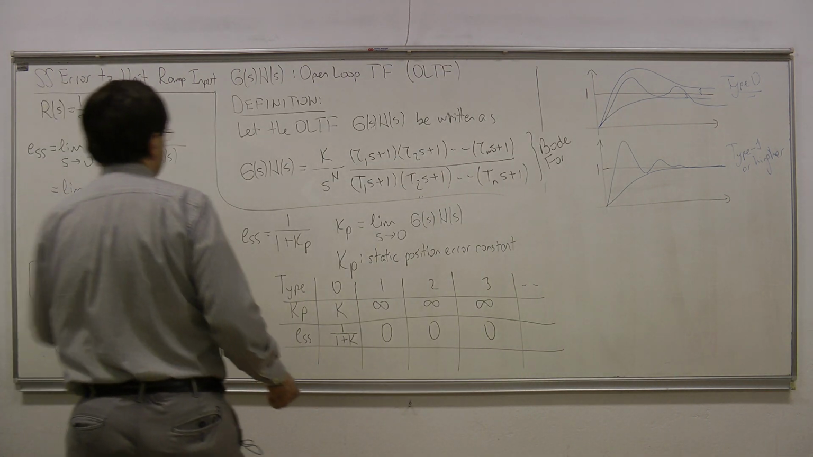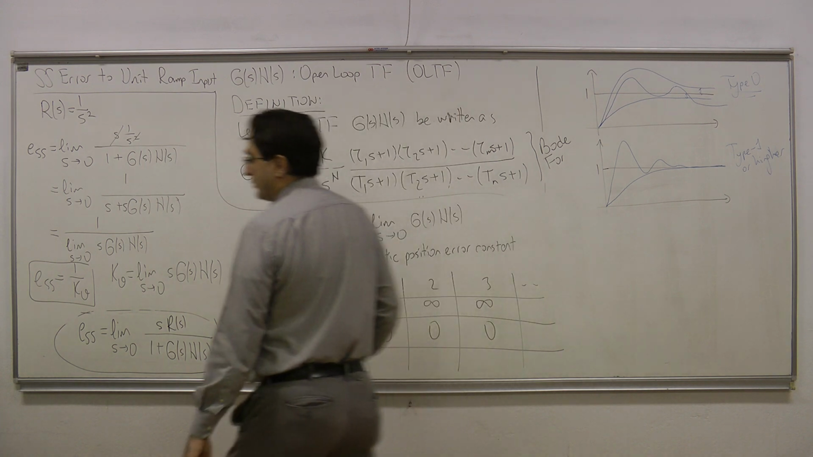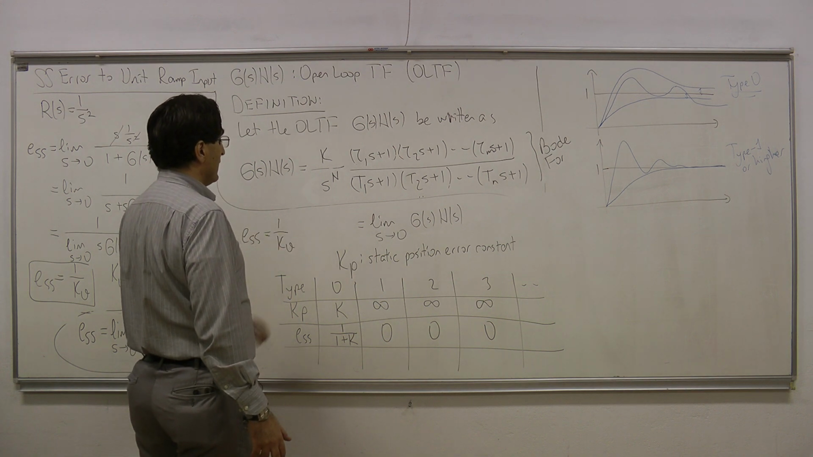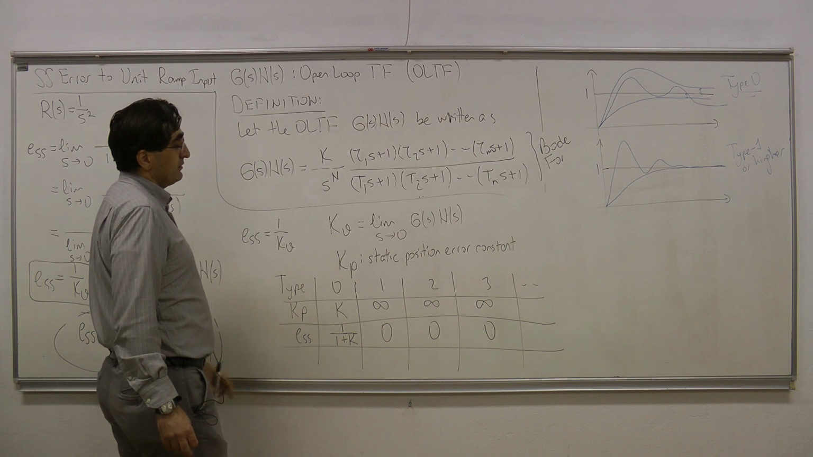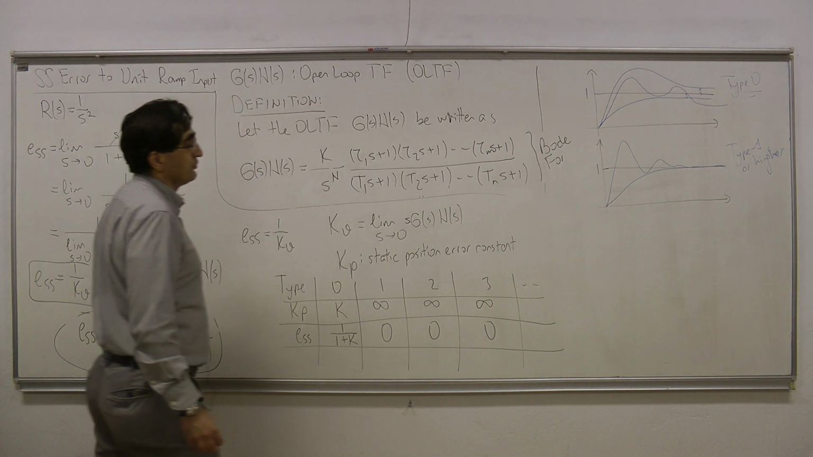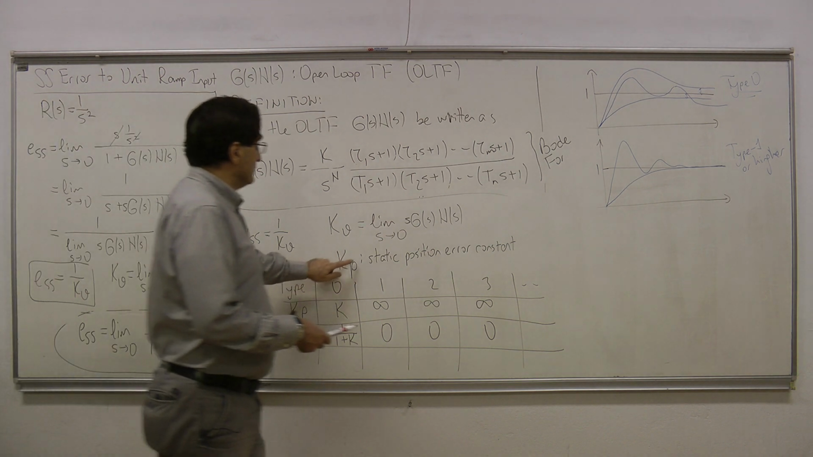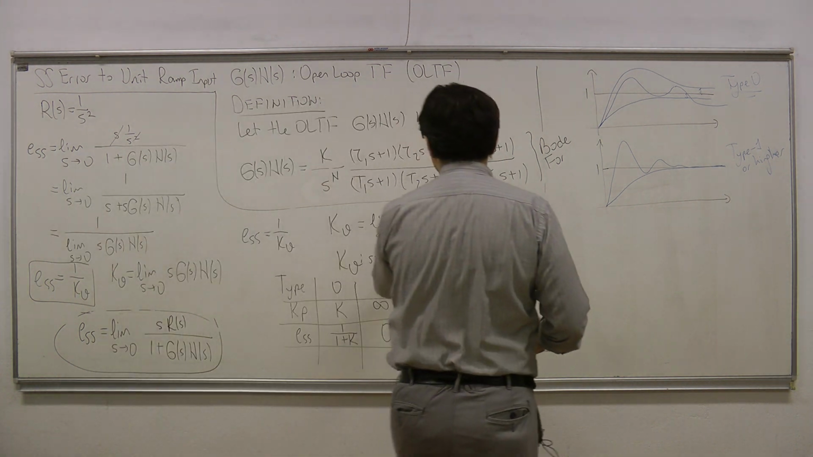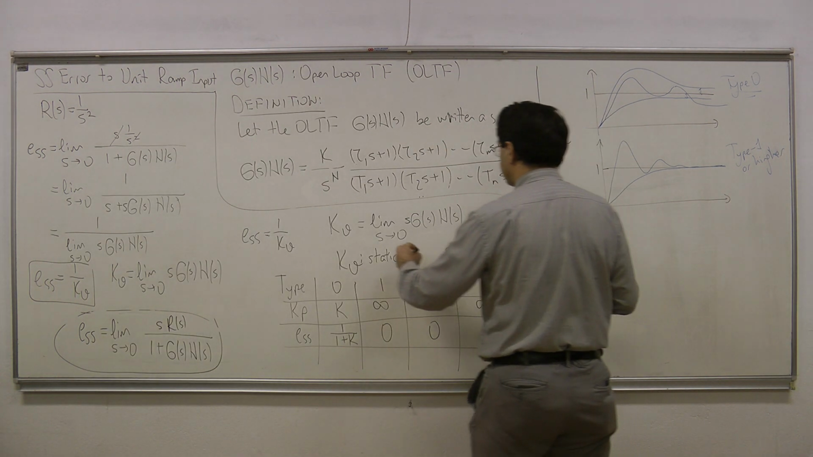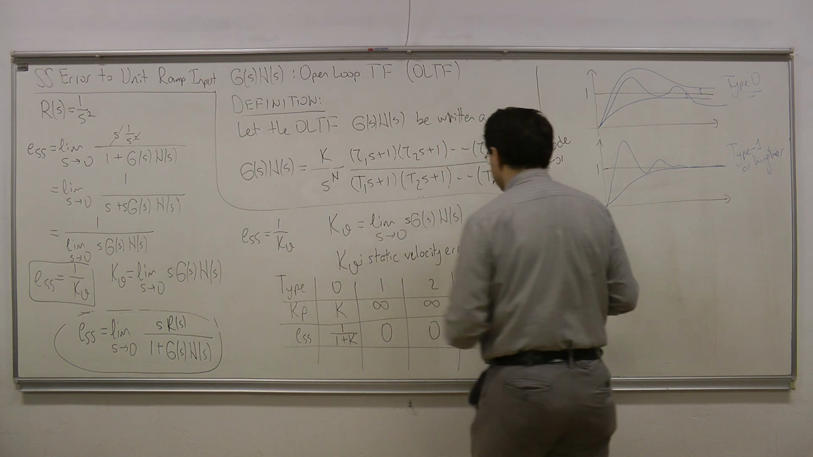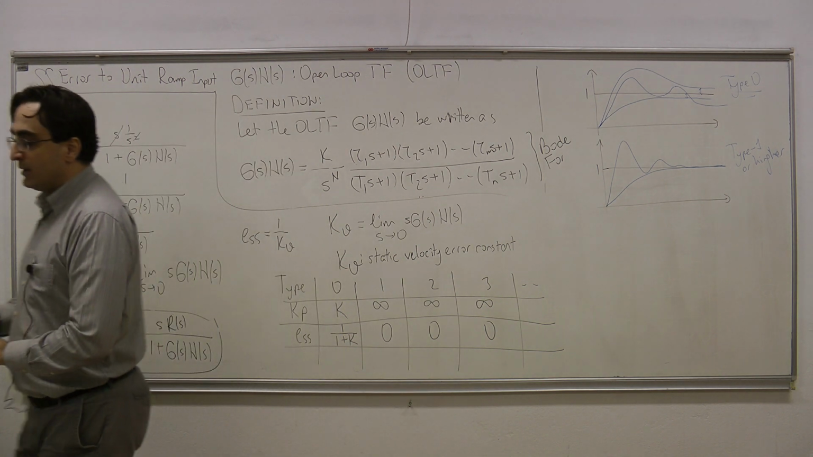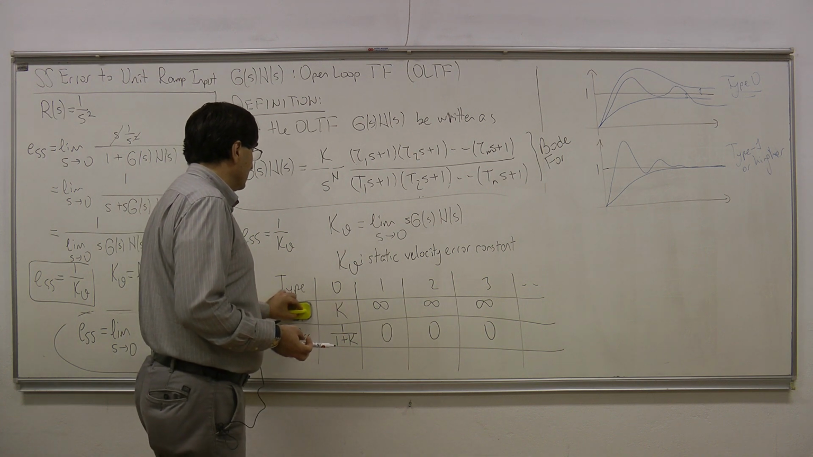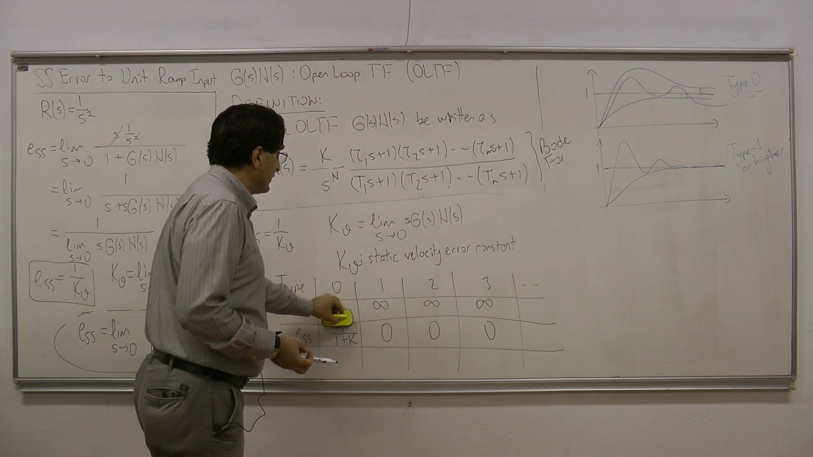Okay? So I can write here my new results. So the steady state error to unit ramp is going to be 1 over kV, and kV is nothing but the limit as s goes to 0, s times g of s, h of s, and the name of kV in the control literature is going to be the static velocity error constant. All right? Now I can actually try to replicate this table for the steady state error to unit ramp input.